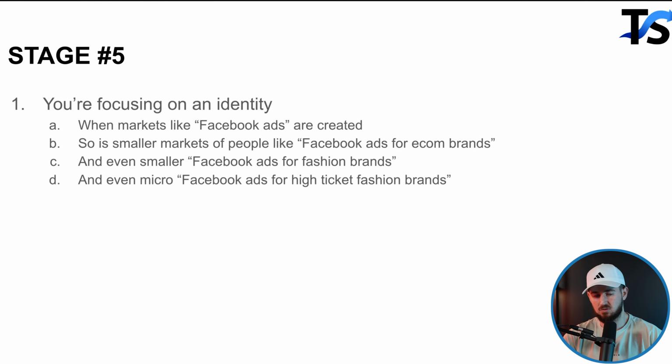And the cool thing about stage 5 sophistication is that it's kind of where everything starts back over again. So stage 5 market sophistication is focusing more on identity. The easiest way to explain this is to go back to 2015, for example, at least when I got started with Facebook ads, but there were people in the early days of 2012, 2013. And these are when markets are created, when Facebook ads are created.